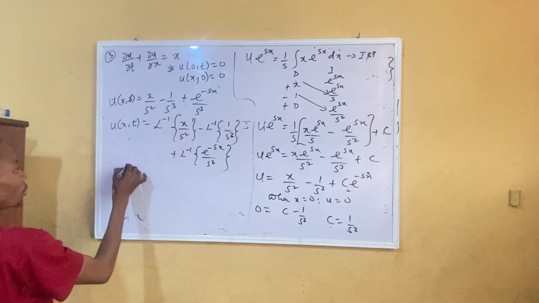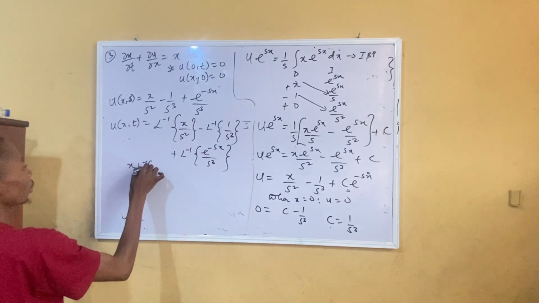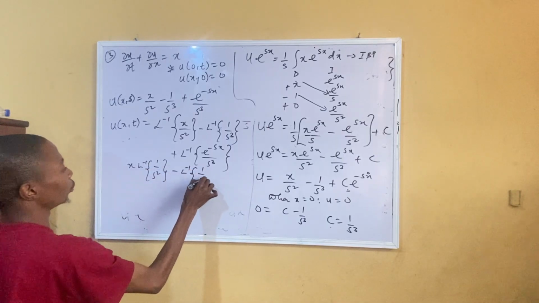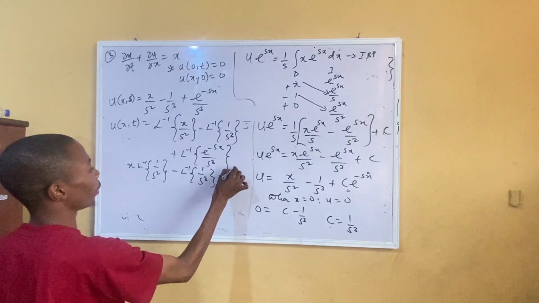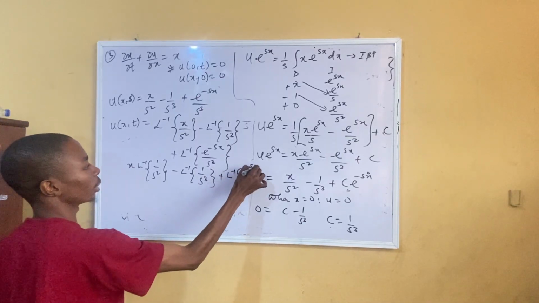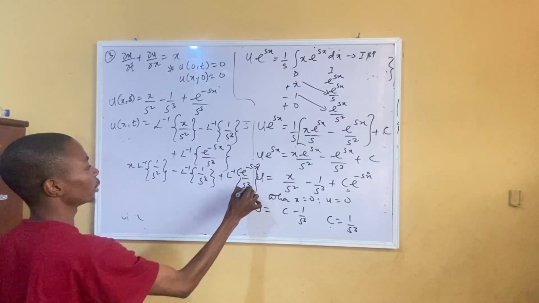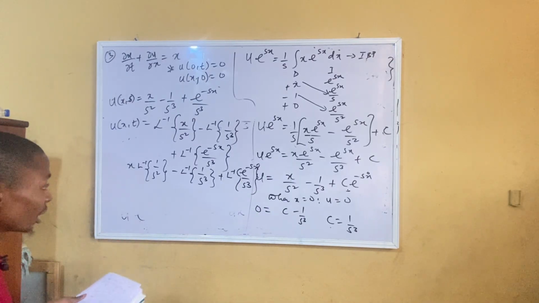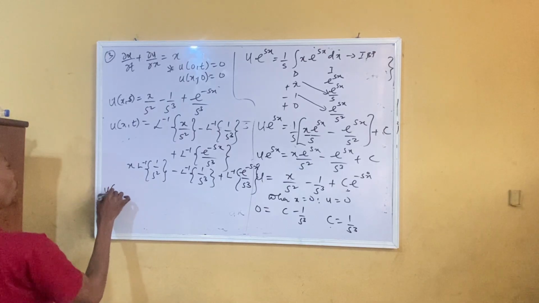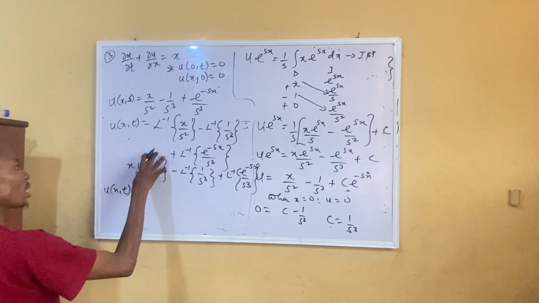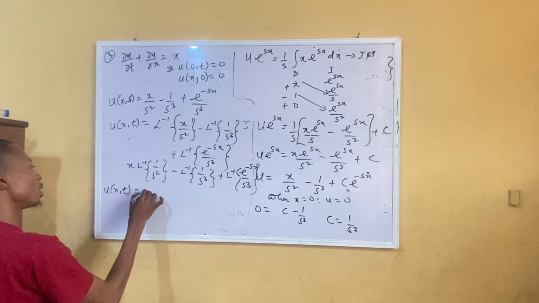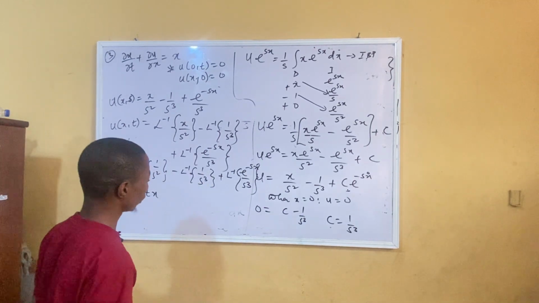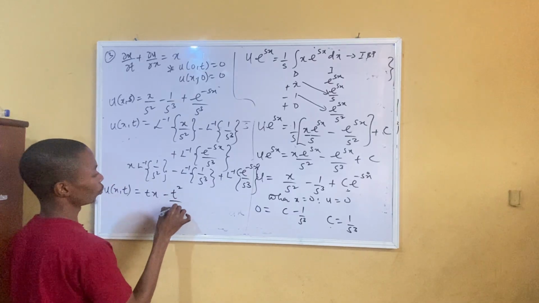So x is a constant, okay? You take x outside, Laplace inverse of 1 over s squared, Laplace inverse of 1 over s cubed. All this together, Laplace inverse of e to the minus xs over s raised to power 3, all right? So what is the Laplace inverse of 1 over s squared? That is t. So u of x comma t, the Laplace inverse of this is t. This will be tx, okay? So the Laplace inverse of 1 over s cubed is t squared over 2, minus t squared over 2, all right?